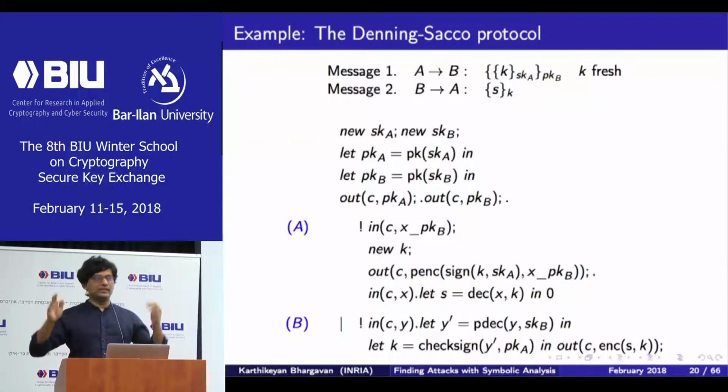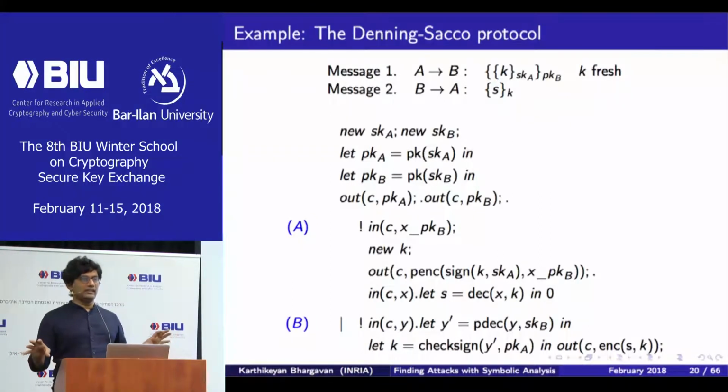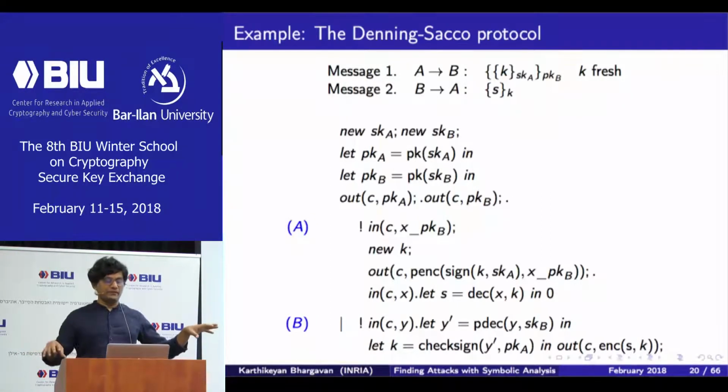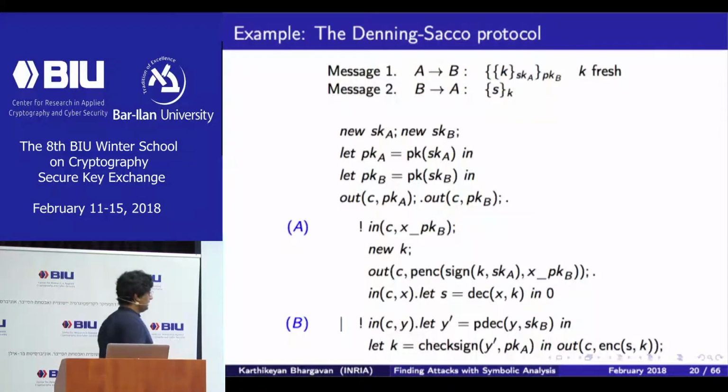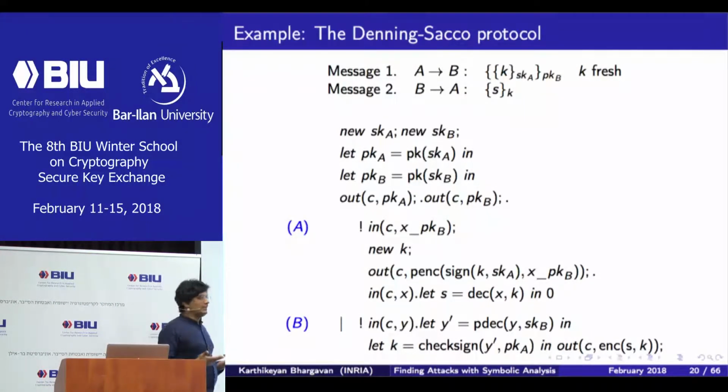We don't want to hide them. We just give them to the adversary. And then we start the protocol. And the protocol is basically any number of copies of A and any number of copies of B. What A does here is that A is willing to talk to any B. So A up there is willing to talk to any B.